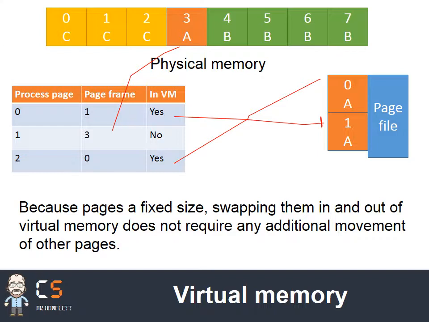Because pages are fixed size, swapping them in and out of virtual memory is quite easy because they're all the same size. I can swap one page out and put another page exactly in its place without having to move any others. You can see here, process B hasn't been touched at all. This saves the amount of time we require to move things around in memory, which is an expensive operation. It also reduces the time we need to copy things in and out of virtual memory. So paging is really important when it comes to memory management.